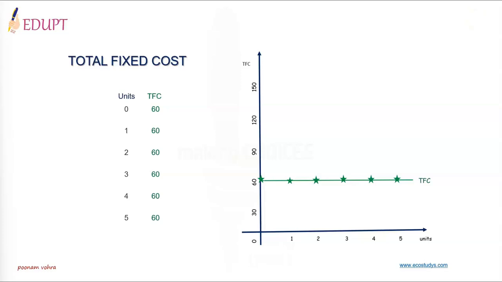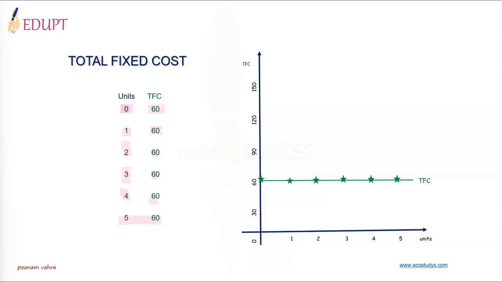Total fixed cost is incurred on fixed factors of production, hence remains same at all levels of output. Whether there is no production, total fixed cost is incurred. If there is low production, total fixed cost remains same. It remains same for all units of output.